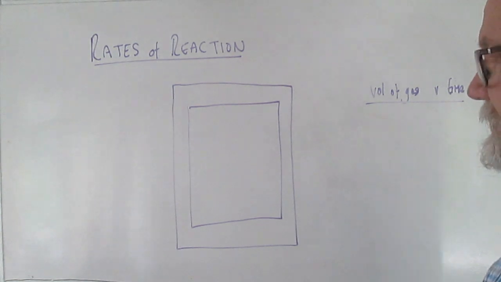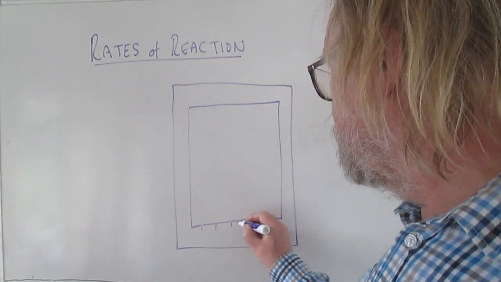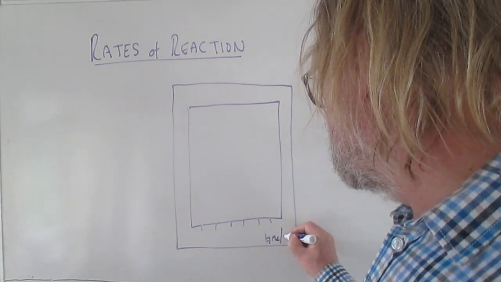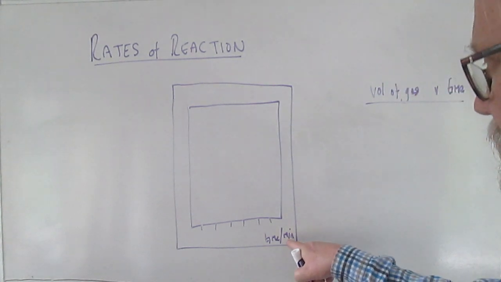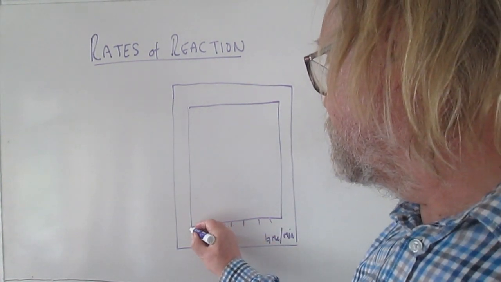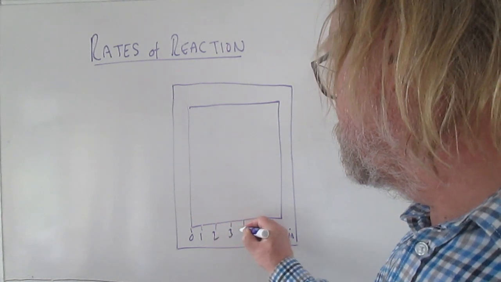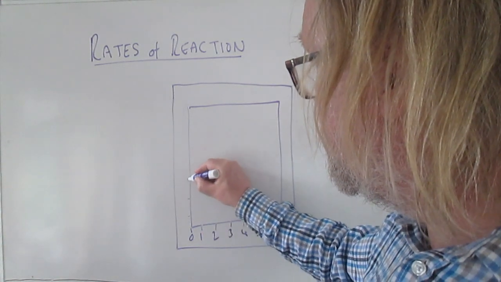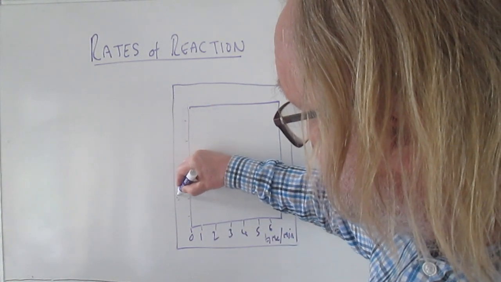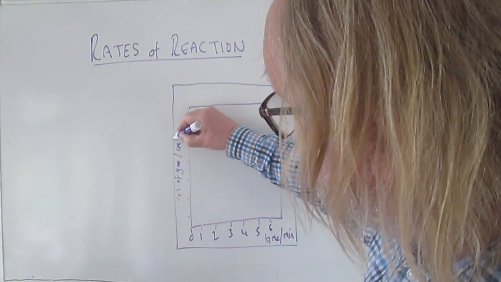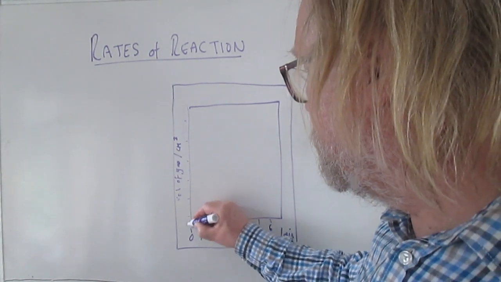Make sure you label the axes properly, so put all the numbers on there. So this might be time in minutes. You must make sure you label the units you're using, so not just time, but time/minutes or seconds or whatever it is. So 1, 2, 3, 4, 5, whatever. And up here, this is going to be volume of gas, and again put the units on there. So that might be cm cubed, for example, and again label it clearly.